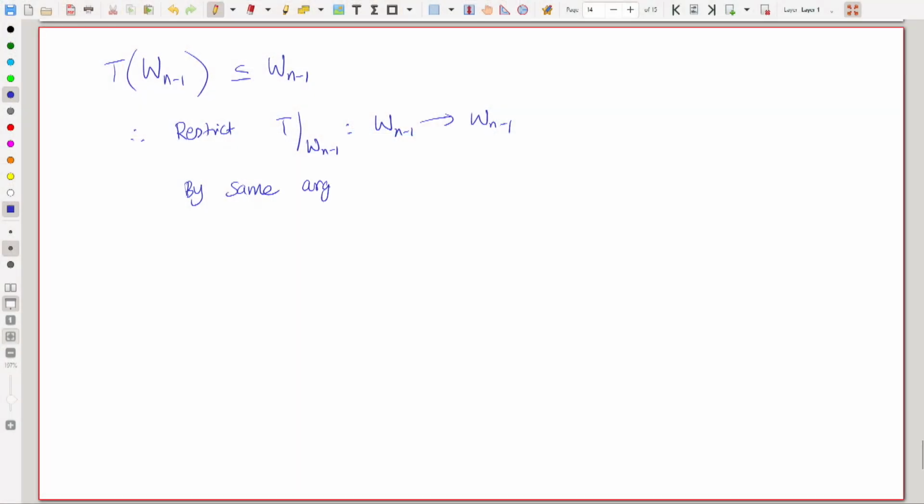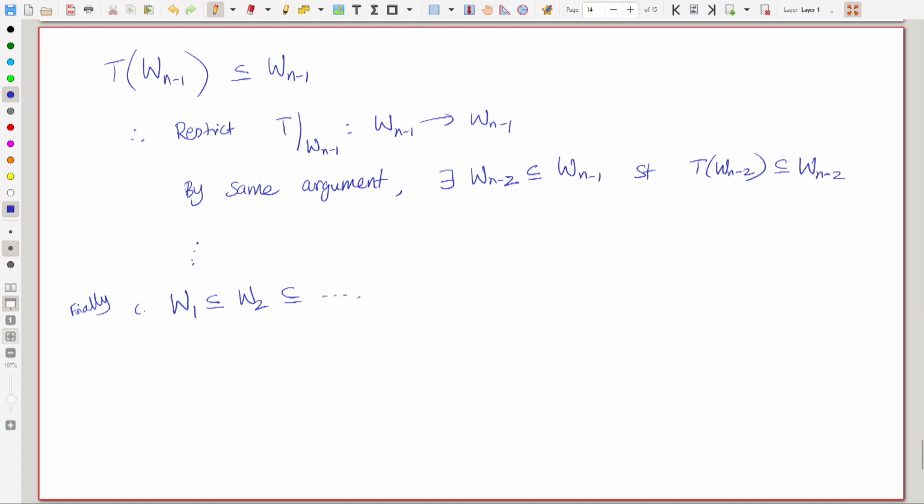So by the same argument, now repeated, you could also state this by induction, there exists W n minus 2 contained in W n minus 1, which is T invariant, and so on. So you keep going like this. What I finally managed to construct is a one dimensional subspace contained in a two dimensional subspace and so on. The dimension of Wi is i.